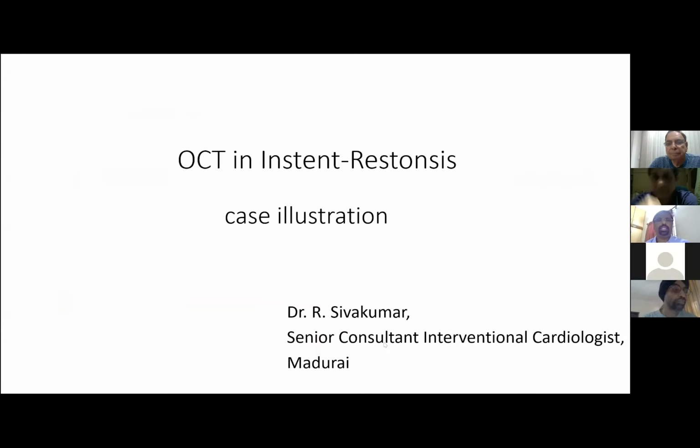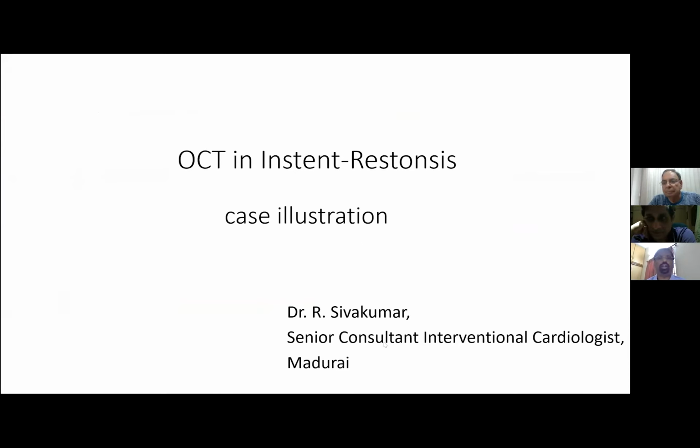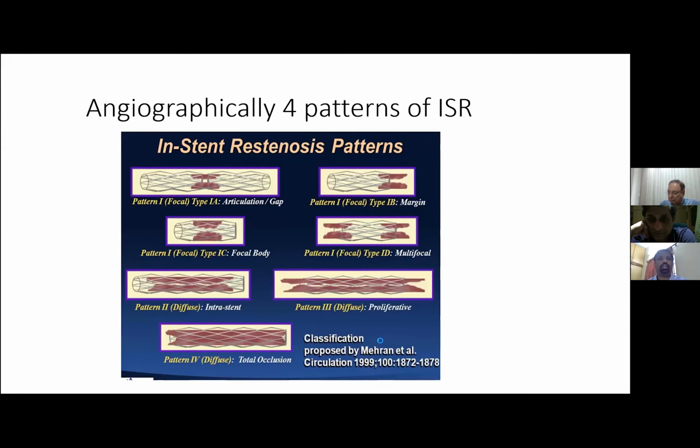Basically I'm going to give a talk on OCT as an illustrative case discussion in in-stent restenosis. We all know Dr. Mehran has classified ISR angiographically into 4 patterns. The pattern is focal, which has 4 types, A, B, C, and D. A is the focal stenosis at the articulation gap, B is at one of the margins, and C is in the body, and D is on both margins.